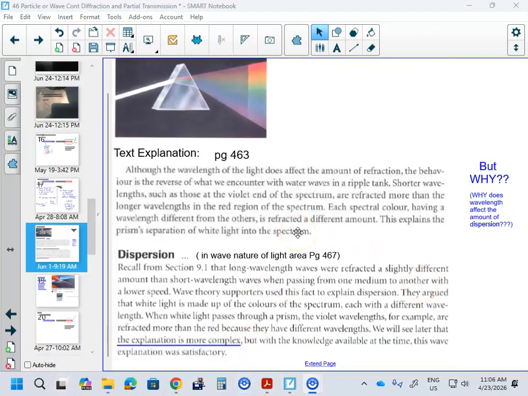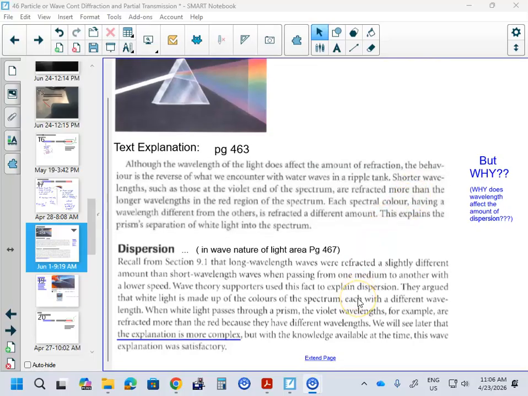So textbooks describe how wavelength affects the amount of refraction. It's seen with waves and so on. It points out that you can think of this as being a good model for light as well. I think it's the reverse, right? It's the reverse of what we encounter with water waves. So mechanical waves and waves of light might not have the exact same kind of properties.